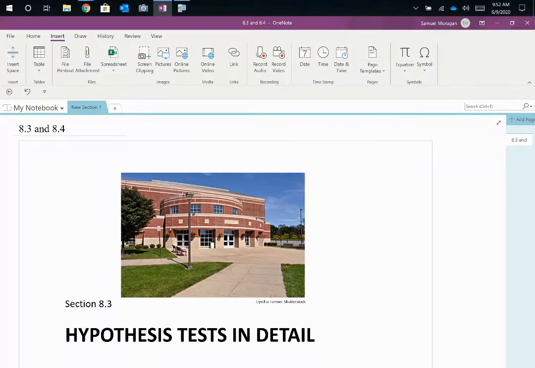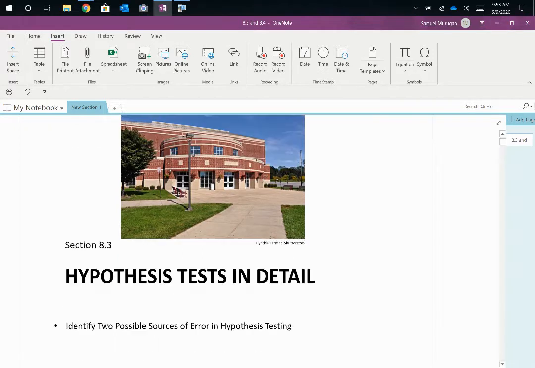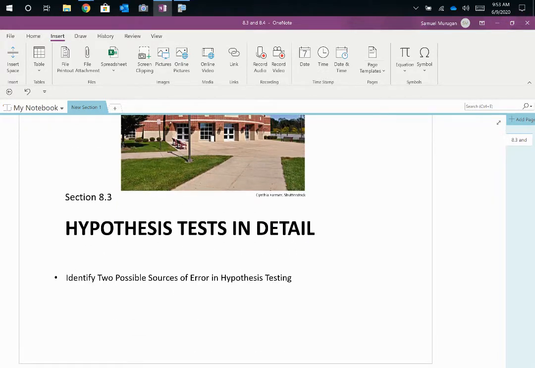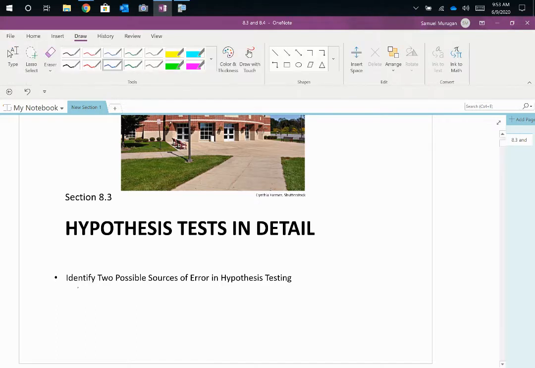So we're covering chapter 8.3. 8.4 is a single selection. In chapter 8.3, we'll be looking at hypothesis tests in detail. And by that, I mean we're not going into an extreme amount of detail, but just enough to gain an understanding of the topic. And we're also going to look at identifying two possible sources of error in hypothesis testing.